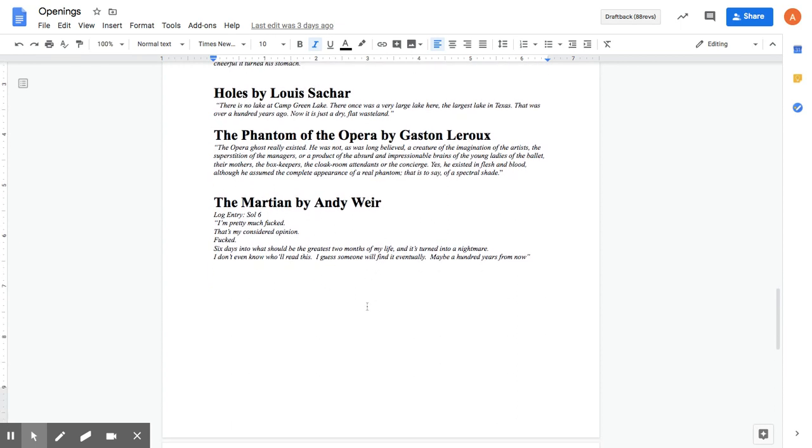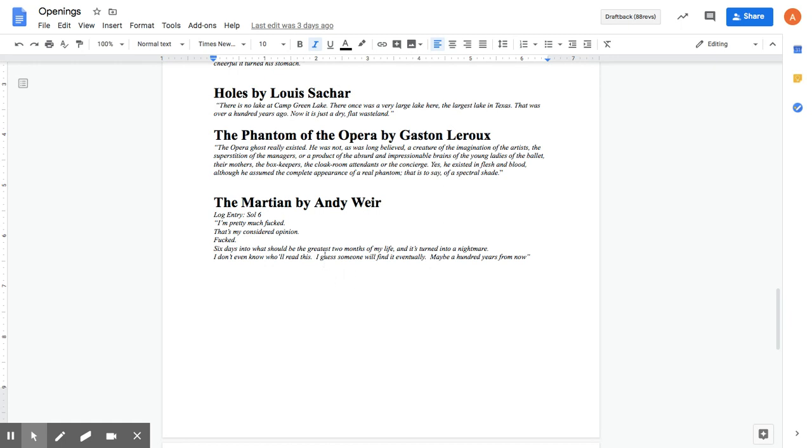Log entry Sol 6. I'm pretty much fucked. That's my considered opinion. Fucked. 6 days into what should be the greatest 2 months of my life, and it's turned into a nightmare. I don't even know who will read this. I guess someone will find it eventually, maybe 100 years from now.